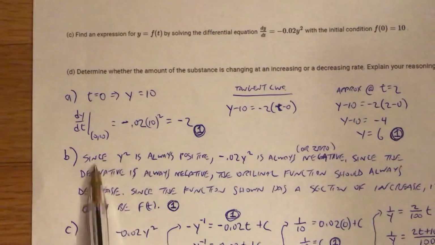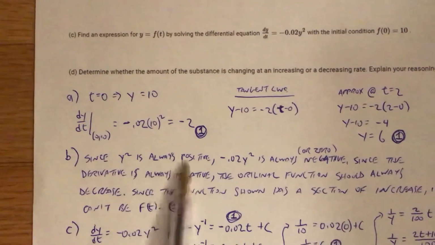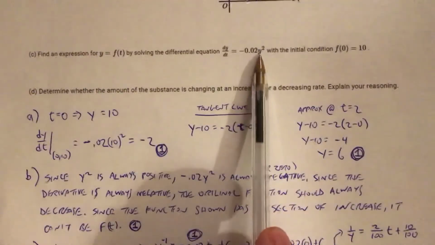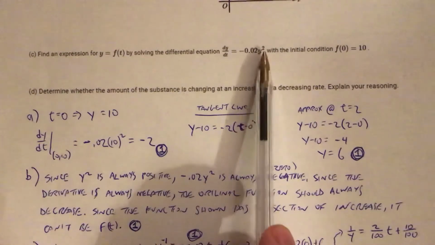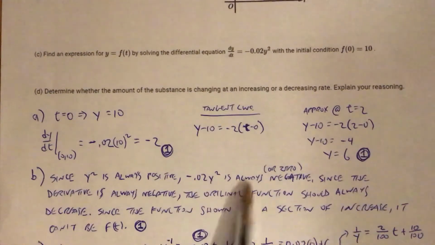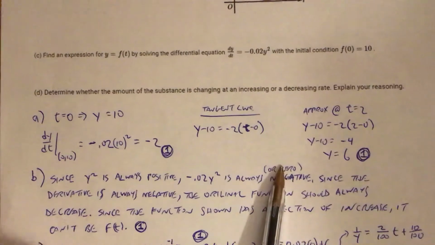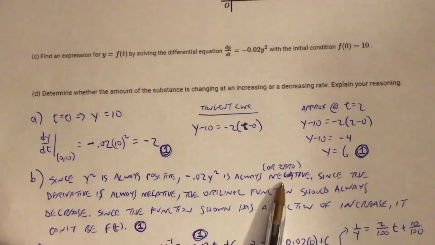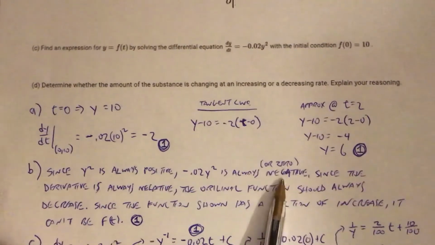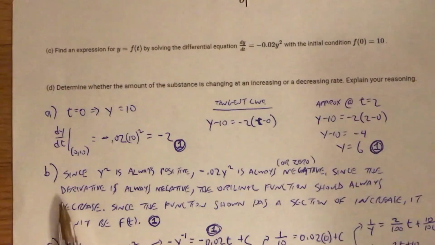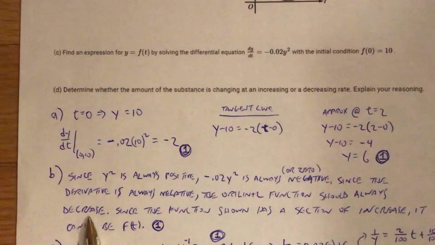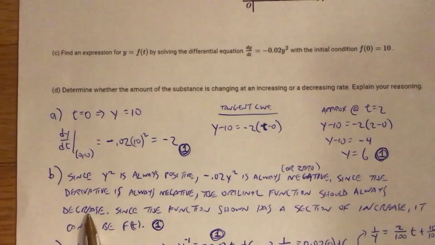So a better thing to say here would be, since y squared is never negative, basically that's going to be the key thing. This thing can't come out negative. And since this term is never negative, it's either 0 or positive. If you multiply it by a negative number, you're going to get that the derivative is always 0 or negative. I snuck in the 0 there, just to be precise. So because of this fact about y squared, the derivative has to be negative. Since the derivative is always negative, the original function should always be decreasing. Because remember, if you have a negative derivative, you're on the decrease.